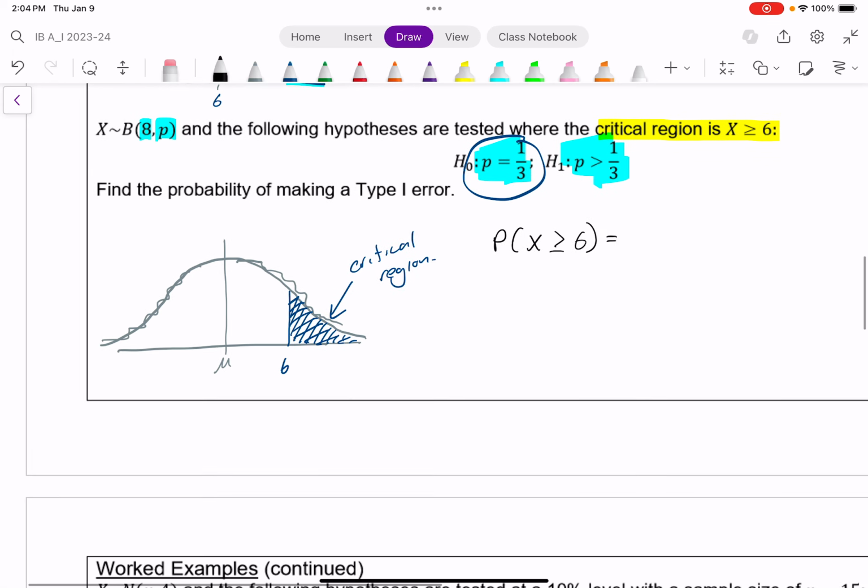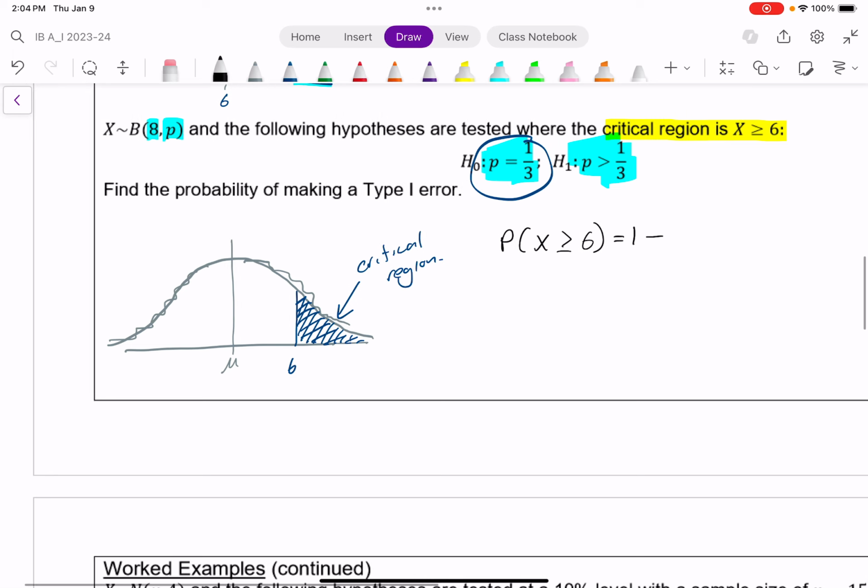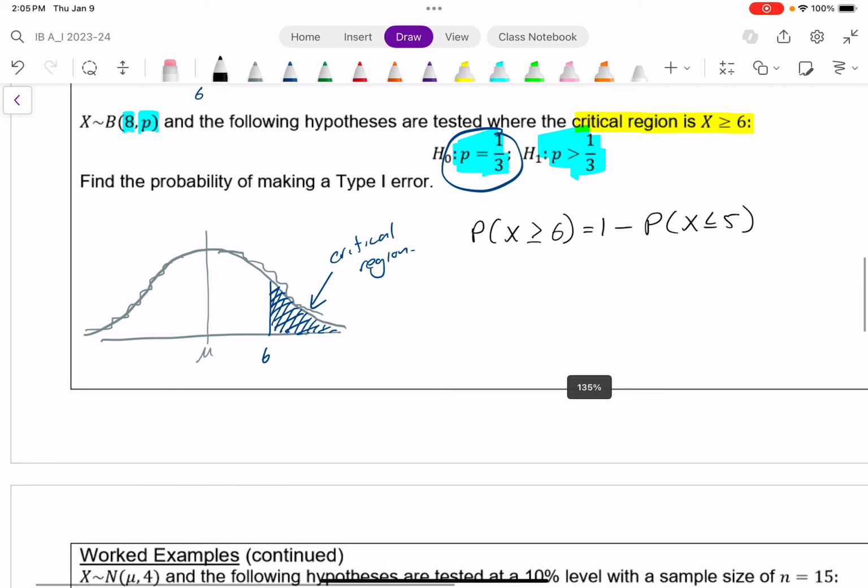And that's it on most GDCs. You can't calculate this exactly, so I want to do the complement. I want to go 1 minus the probability of x being less than 6. Although keep in mind, because this is a discrete distribution, being less than 6 means being less than or equal to 5. So instead of writing less than 6, I'll write less than or equal to 5.